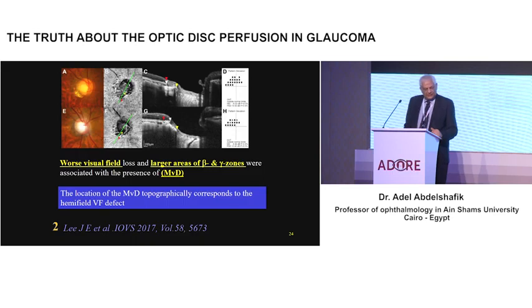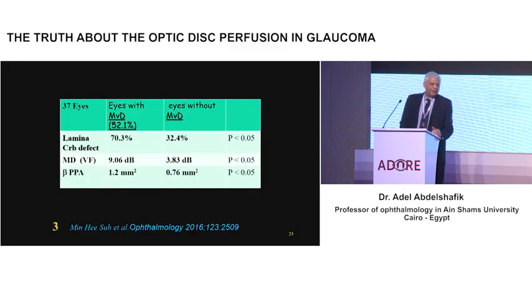Another study compared the location of the microvasculature dropout with the peripapillary atrophy and the field changes. And they found that a worse visual field loss and a larger area of peripapillary atrophy were associated with the microvasculature dropout. And also, they found that the location of the microvasculature dropout topographically corresponded to the field defects.